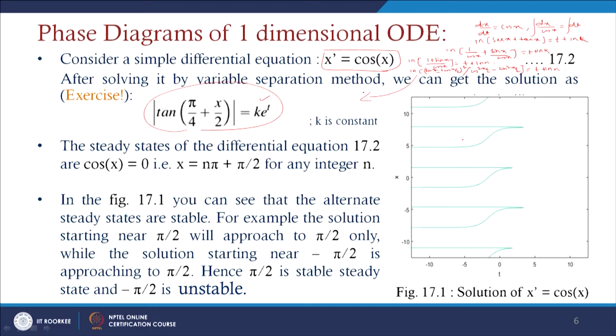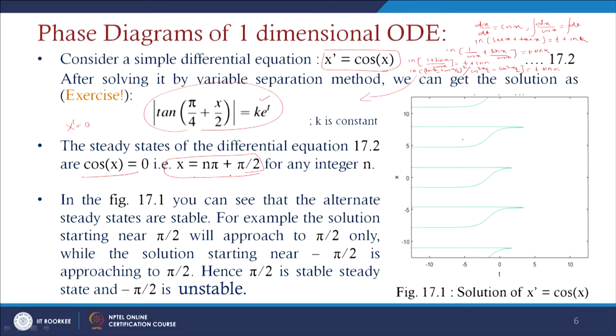And the steady states of this differential equation, if you see, steady states are achieved whenever we write x dash equals 0. So this means that we are putting cos x equals 0. If cos x equals 0, that is nothing but x equals n pi plus pi by 2 for any integer n.